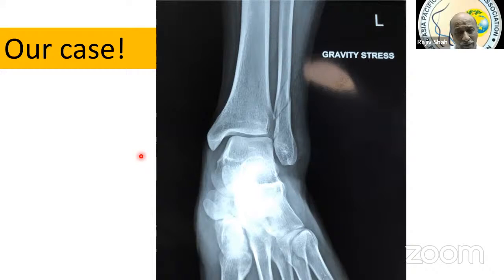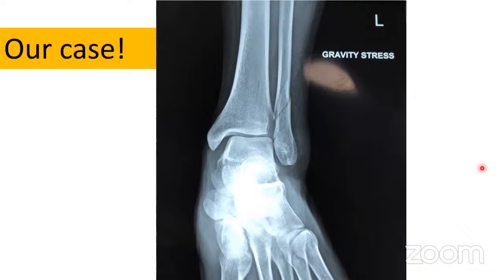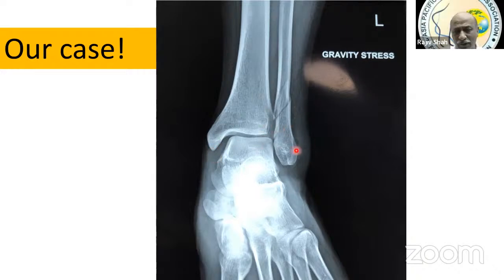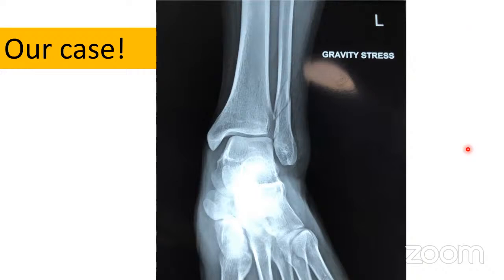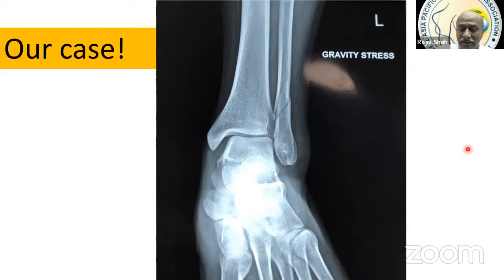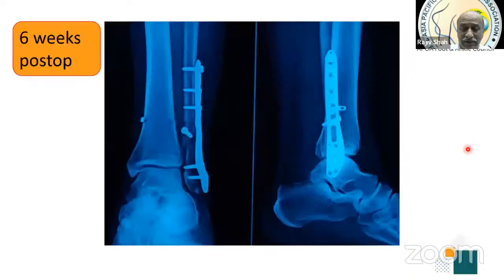Now coming back to our case, he came to us with a plaster. We removed the plaster and a gravity stress view was taken. Any comments on this? The medial clear space is increased. So would you fix or would you treat conservatively? Fix it, sir. And obviously you will need a plate and a syndesmotic fixation. So this is what was done.